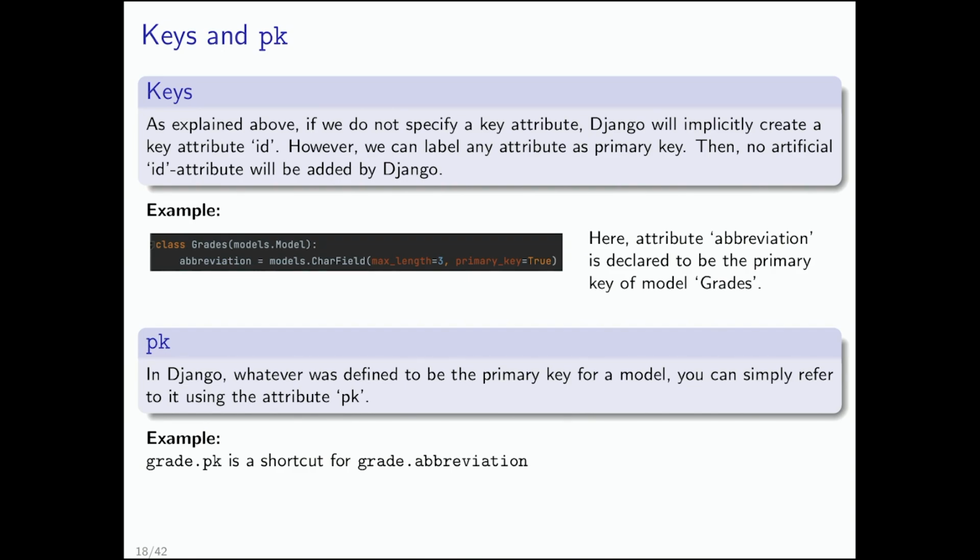Yeah, there are a couple of shortcuts. So there's this PK attribute, an implicit attribute. In Django, whatever was defined to be the primary key for a model, you can simply refer to it using the attribute pk. So you don't have to know what the attribute is. If you have an instance of that model, you just say grade.pk, and that's a shortcut for grade.abbreviation in that case. That would be the normal way of referencing an attribute of an object. This is the object, that's the attribute of the object. It's standard dot notation, but you can also say pk because that was marked as a primary key.